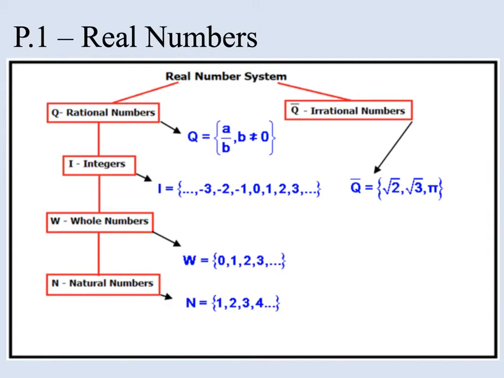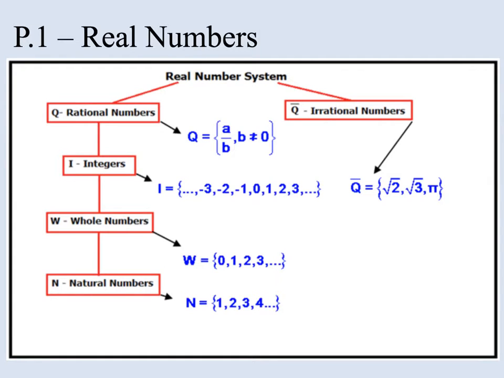So the set of real numbers is broken into two sections or two sets. Rational numbers, you'll see that on the left, and irrational numbers, you'll see that on the right.